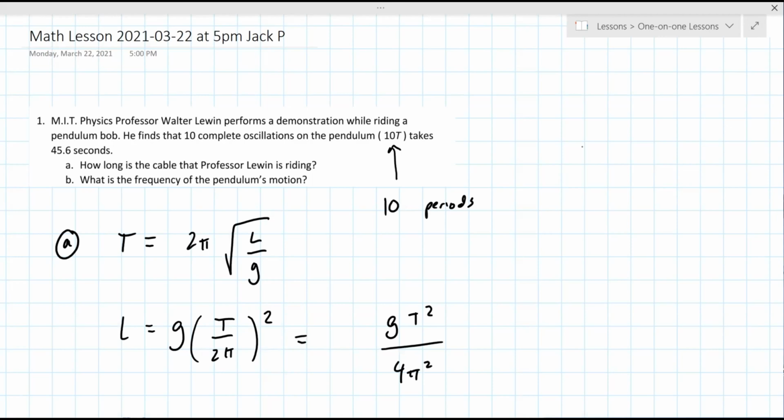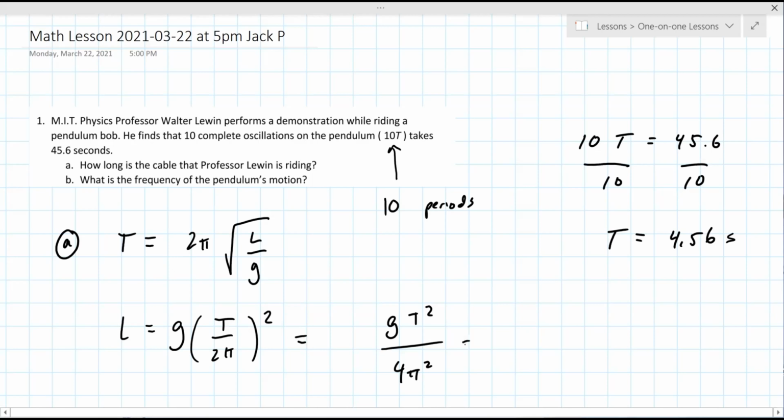So 10 periods takes 45.6 seconds. So if we divide both sides by 10, 1 period is 4.56 seconds. Is that okay? Because we're going to use that value in this analysis here, 4.56 squared over 4 pi squared.